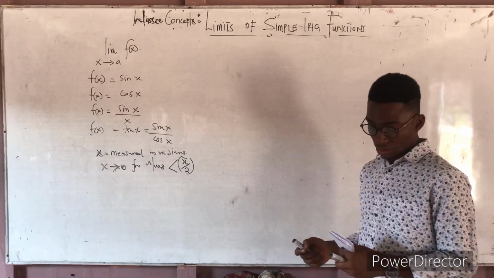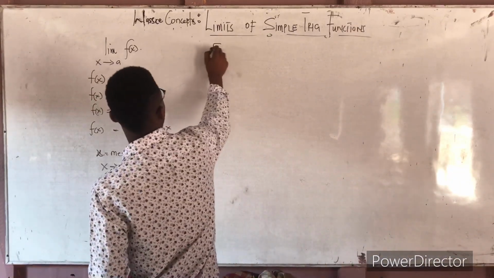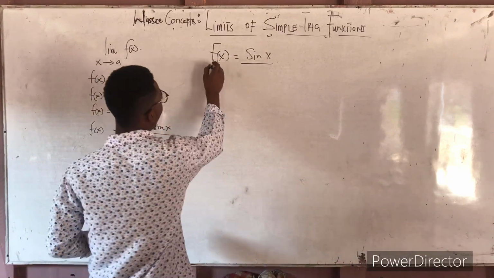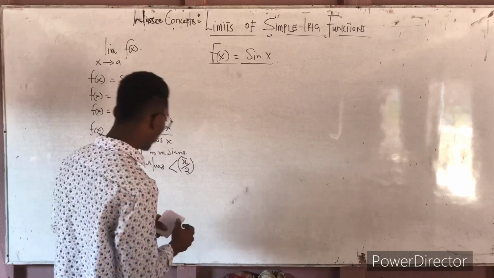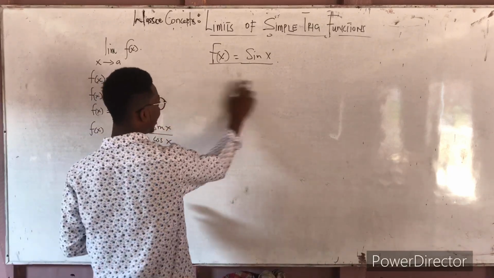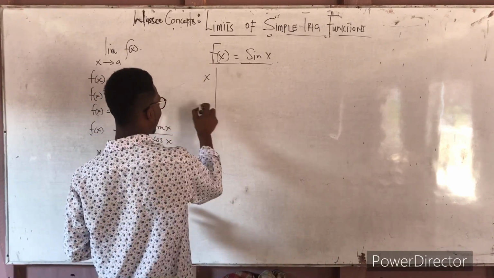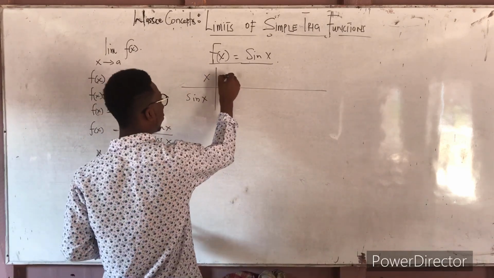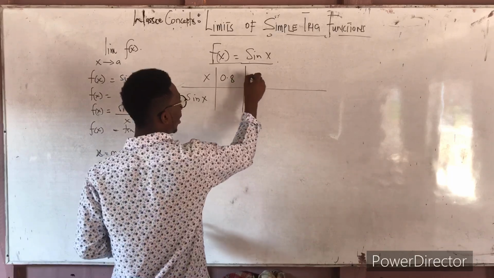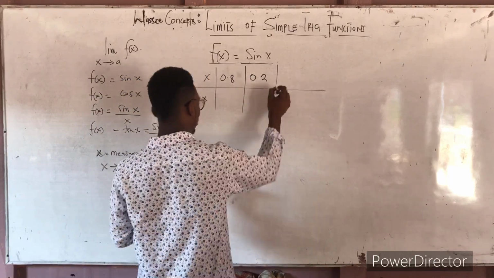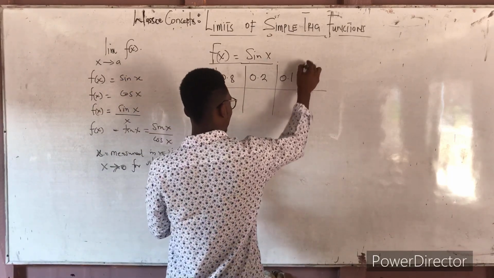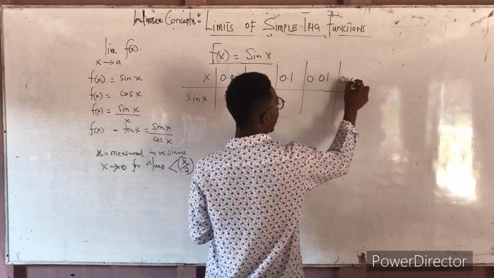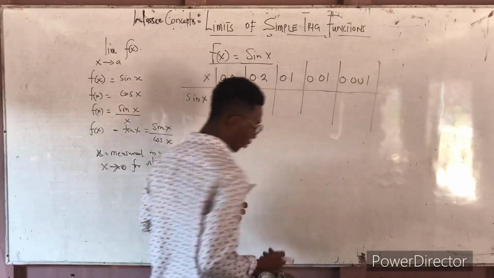Okay, so now for f(x) equal to sine x, let's take random values as x is approaching 0. Let's take values like 0.8, 0.2, 0.1, 0.01, and 0.001.